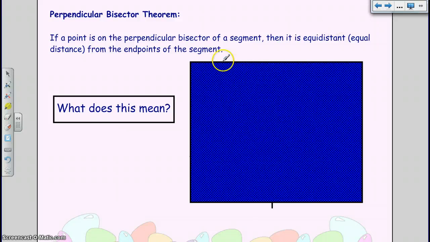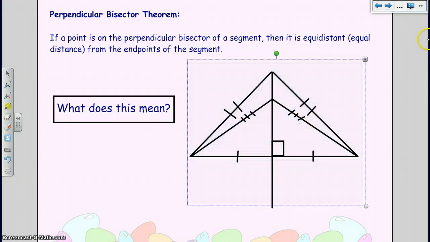Now, the perpendicular bisector theorem says that if a point is on the perpendicular bisector of a segment, then it is equidistant from the endpoints of the segment. What that means is if I sit on top of this perpendicular bisector, then I am the same distance away from the vertices. See how these are the same distance from the vertices? And this is going to be the same distance from the vertices.